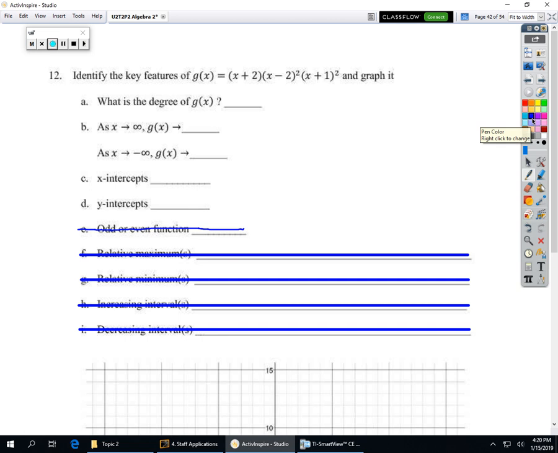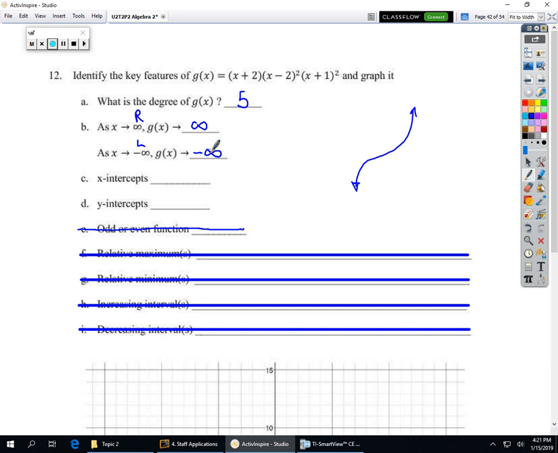So looking at the degree, what's the degree? 1, 2, 3, 4, 5. Well, the degree is odd, so it doesn't mean odd or even function. The degree is odd, meaning it's going to look something like this. The left side's going to be going down, the right side's going to be going up, but the inside will not necessarily look like this. So the right side is going up, the left side is going down.